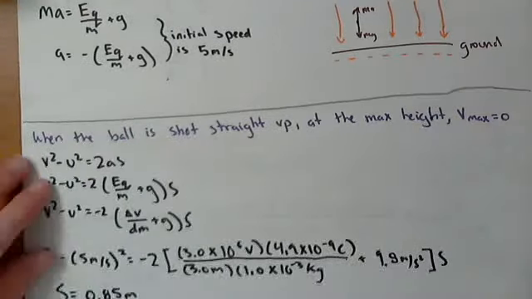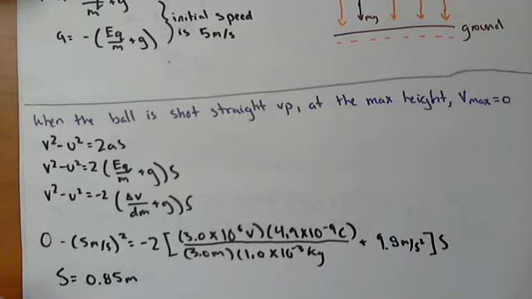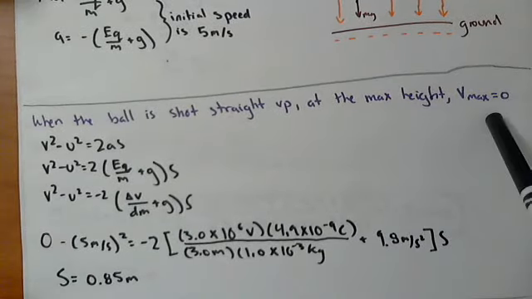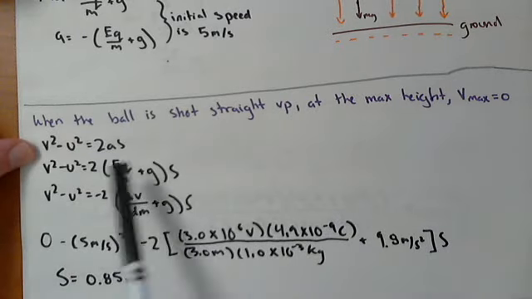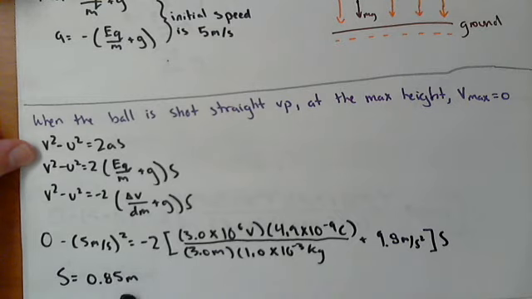So when the ball is shot straight up, at the max height, v max equals 0. So using that, we can use this equation, and we can plug in all the numbers, do the math, and we get that the final height was 0.85 meters.